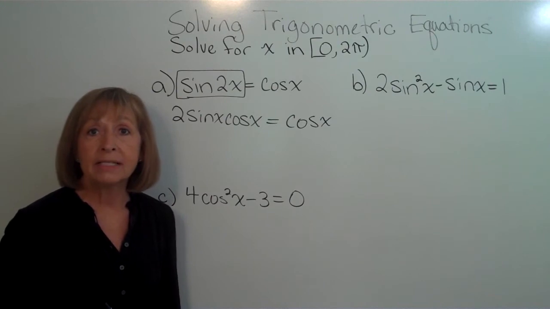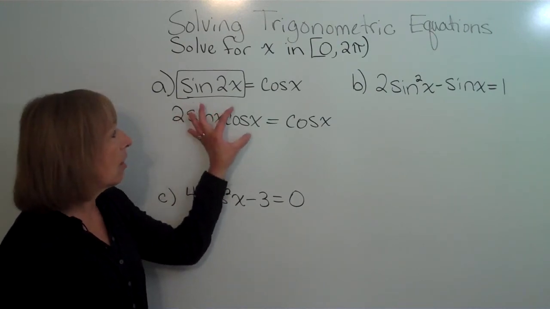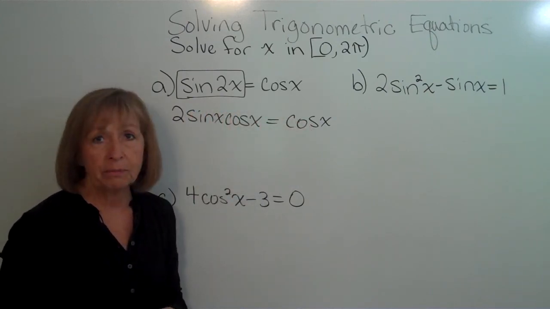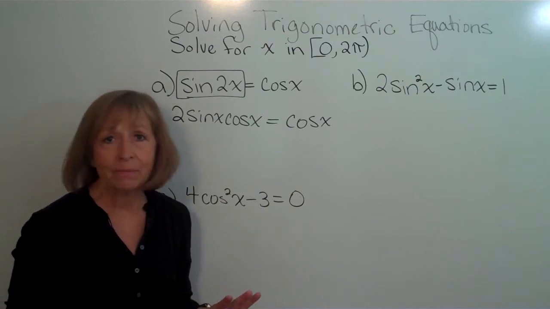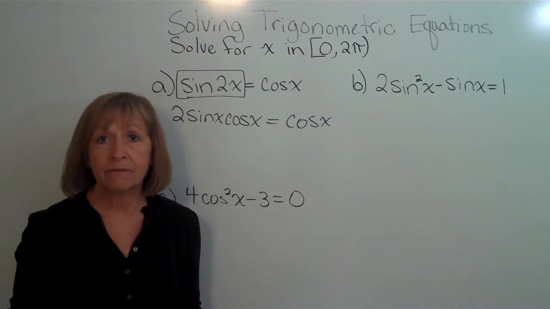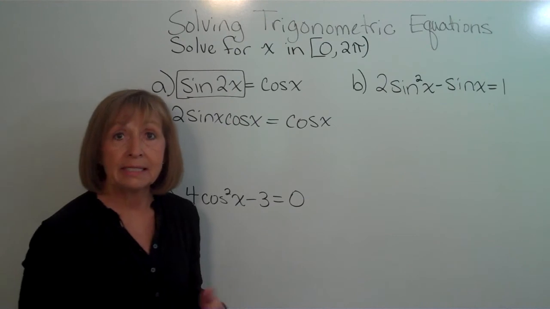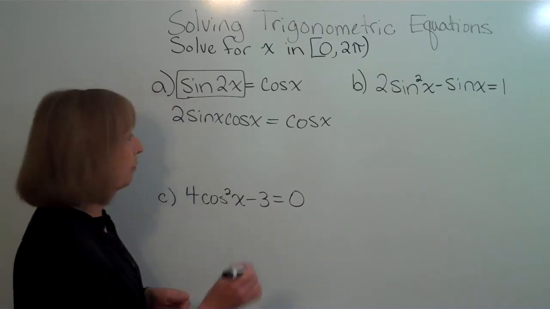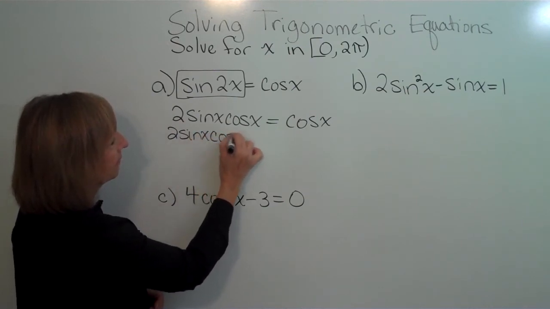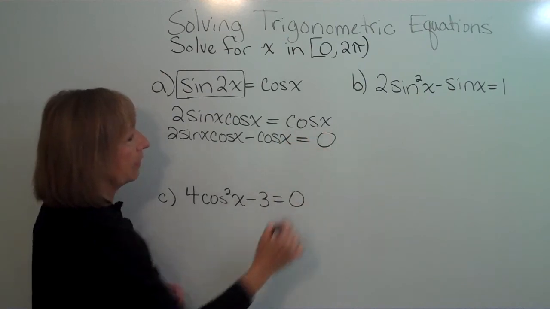Now I want to think of what I did in algebra when I was trying to solve a product equal to a product and needed to find the values that would make it true. Well, I can't divide both sides by cosine x. Cosine x is 0 for some values of the variable, and you can't divide by 0. So what you need to do is subtract that cosine x from both sides to get 2 sine x cosine x minus cosine x is equal to 0.